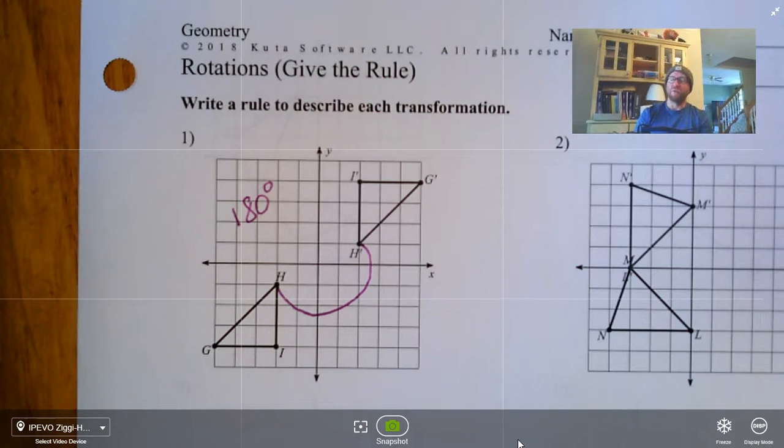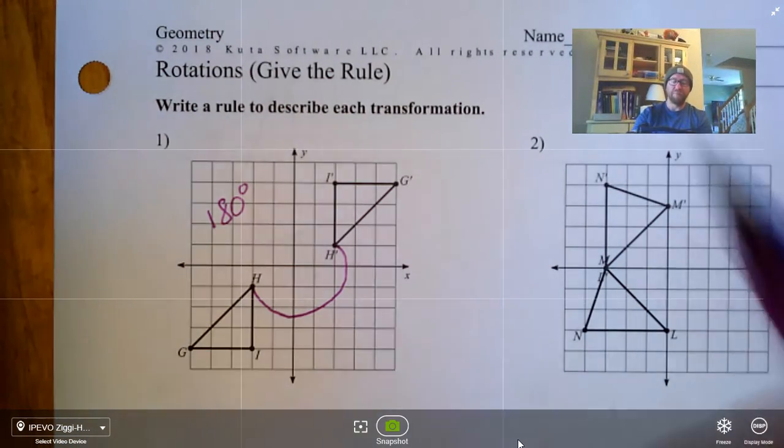Now, if you're describing a rotation, technically you should also say what is the center of rotation? So if you're turning something, you're turning it around some center. And in this case, though, all the centers are the origin. Otherwise, they get a little more difficult to figure out. And these are pretty simple examples. All right.